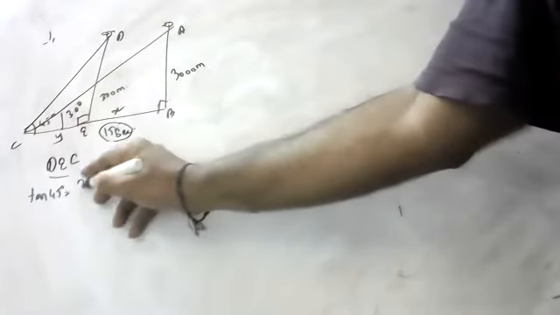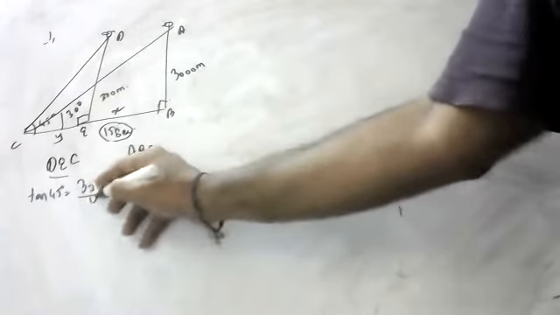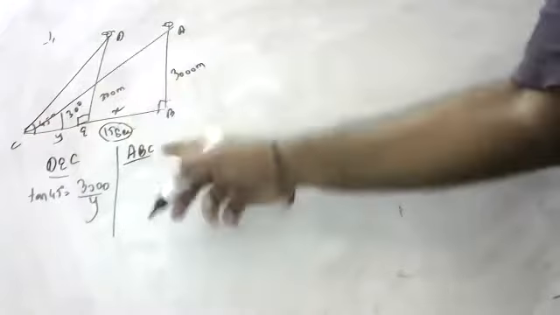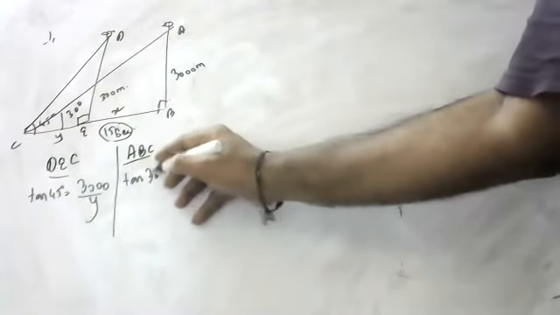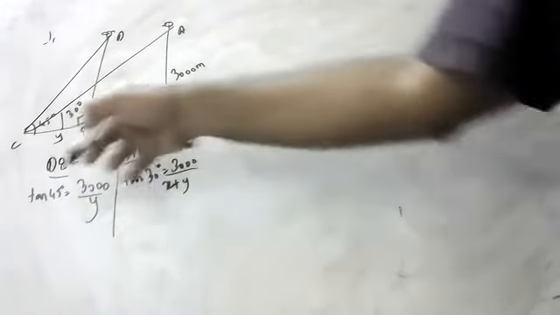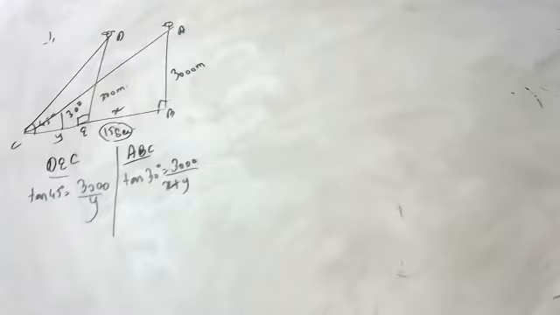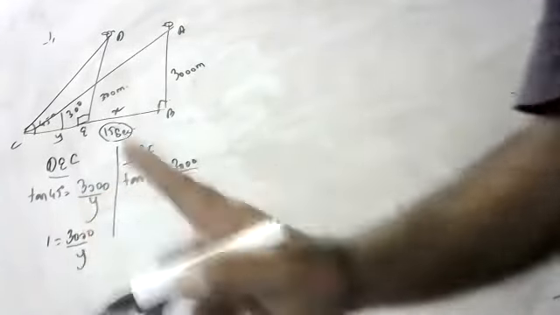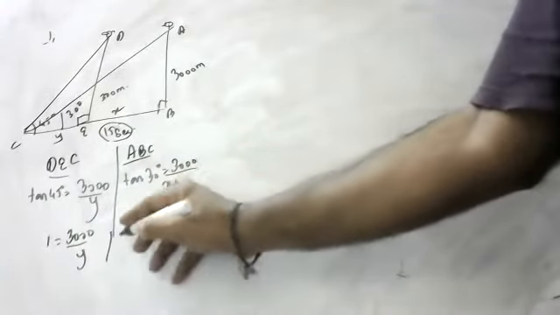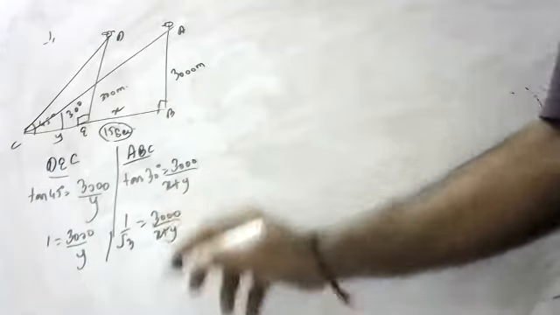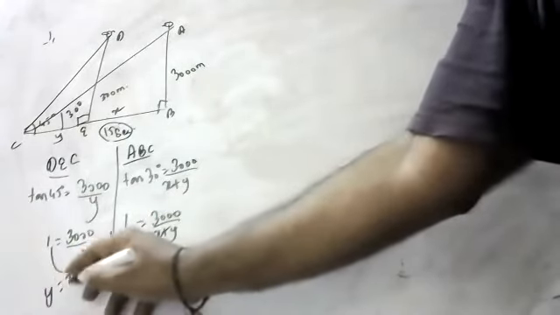Children, tan 45, how much? 3000 by x plus y. No, 3000 by just y. And for ABC, what is tan 30? 3000 by x plus y. So tan 45 is 1, which is equal to 3000 by y. Like this question, calculation is compulsory for finding the speed. 1 by root 3 is equal to 3000 by x plus y. Now y is equal to 3000.